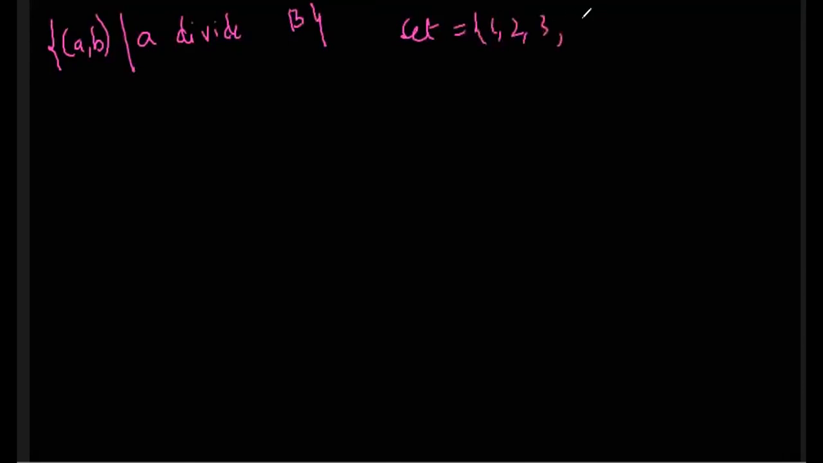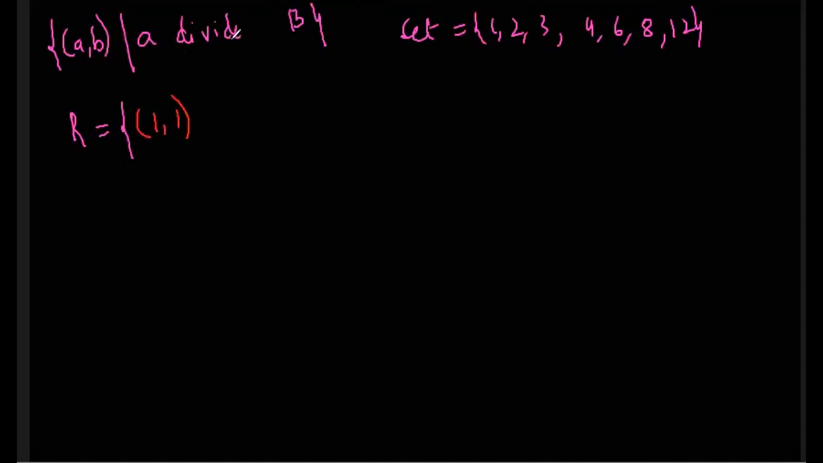we have A comma B. What is the relation condition? A should divide B. And your set is 1, 2, 3, 4, 6, 8, 12. Now for this, let's see the relation R first. Relation R can be easily shown in this way. So it is reflexive. We will have 1 comma 1. And does 1 divide 2? No.